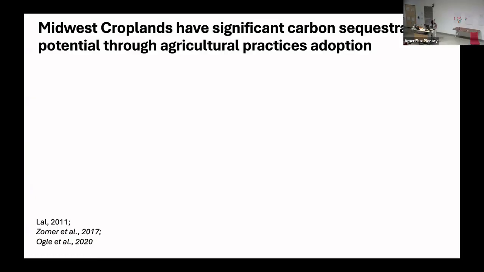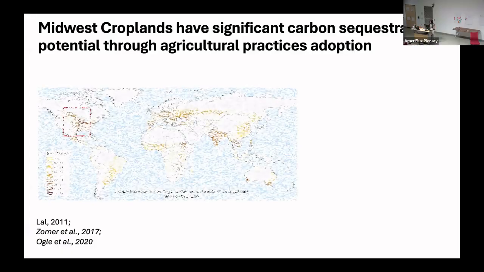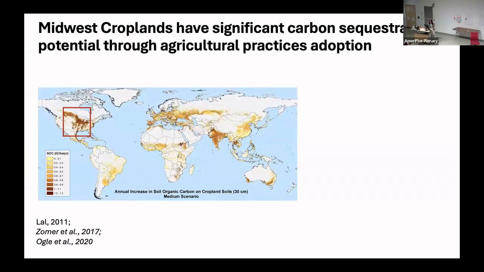So today we are going to focus on Midwest croplands. The Midwest croplands have large potential for carbon sequestration, because with intense cultivation of agriculture for so long, we have actually released a lot of soil carbon from the soil. There are a lot of agricultural conservation practices that can improve the soil carbon.